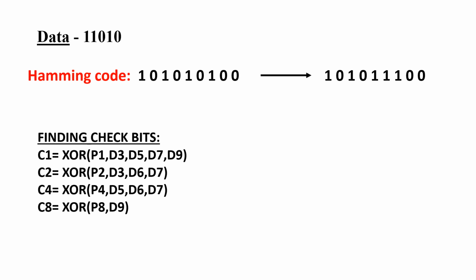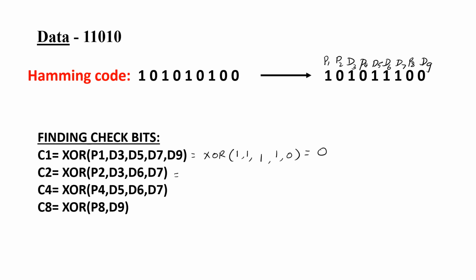So here we can just label it. This is P1, P2, D3, P4, D5, D6, D7, P8 and D9. Let's find C1. C1 is equal to the XOR of P1 is 1, D3 is 1, D5 is 1, D7 is 1 and D9 is 0. So that is equal to 0, because of an even number of ones.